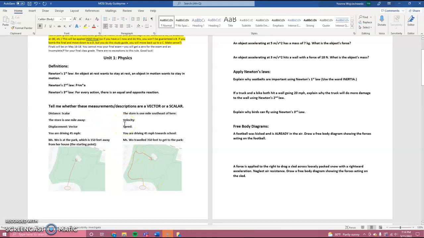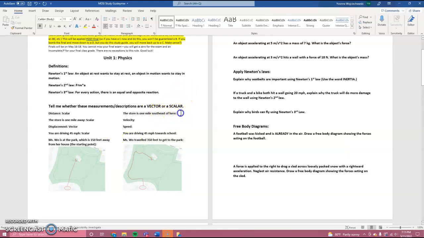Coming back to this one. The store is 1 mile away. There's no direction there. If I said, go to the store, it's 1 mile away, you wouldn't know where that is because I didn't give you a direction. That is a scalar. Mentioning that the store is 1 mile away, that's a scalar. You're driving 45 miles an hour. That is also a scalar, right? There is no direction given.